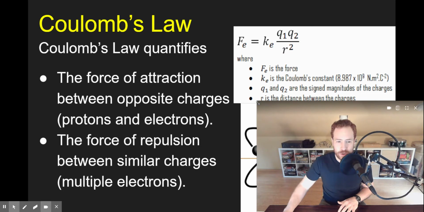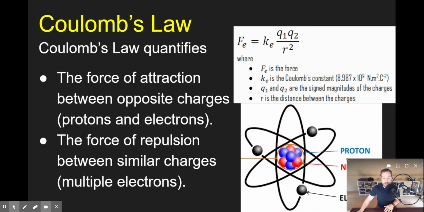So, what is Coulomb's Law? Coulomb's law is a very famous mathematical law or mathematical relationship that explains the force of attraction between opposite charges. So, positive and negative charges. It also explains the force of repulsion between like charges. So, if you have two things that have the same charge, like two protons sitting right next to each other or two electrons sitting right next to each other, Coulomb's law explains the force of repulsion or pushing away that they would have as well.